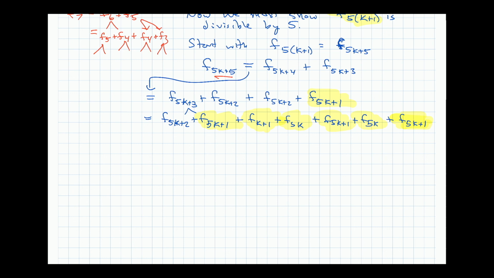So I still have one more to split. Let's split that last one, the f5k plus 2, and I'll get f5k plus 1 plus f5k. And then I've got all the others. So I'm just going to write them. Could I copy paste them? Wait, I could, huh?